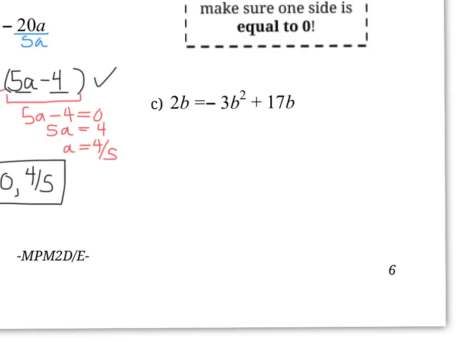So it doesn't make any sense to bring the 17b over here, because we need one side equal to 0 so that we can guess and check. So it makes a lot more sense to send this 2b over so that we have 0 is equal to negative 3b squared. And then we'll have 17 minus 2b is going to be positive 15b. And now we can common factor.